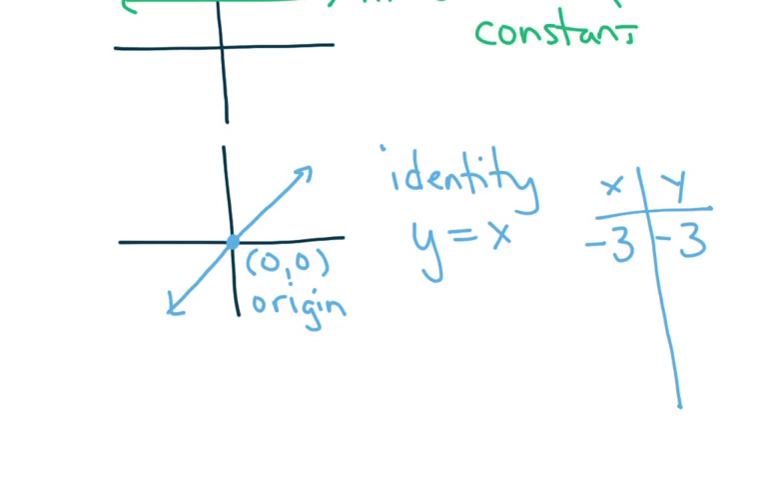But the other thing that's special about the identity function is any input is the same as the output. In other words, if you plug in -3 for x, then y is -3. If you plug in -2 for x, y is -2. If you plug in 0 for x, y is 0. If you plug in 5 for x, the output is 5.